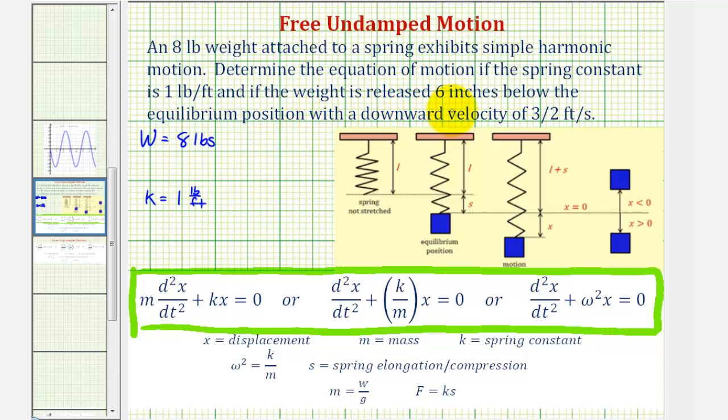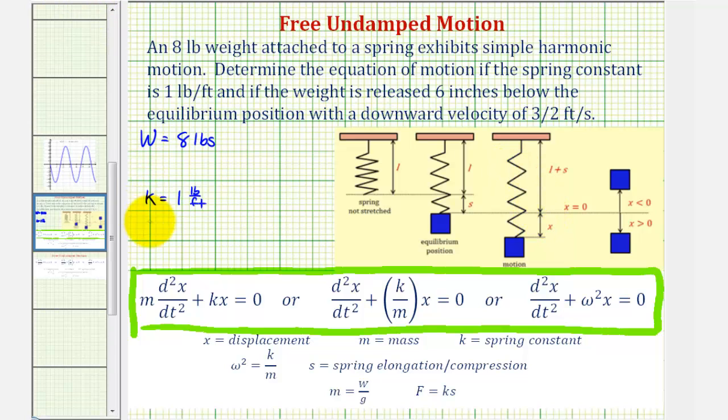Next, the weight is released 6 inches below the equilibrium position. So looking at our diagram here, that means this length here, x, the displacement, will be positive 6 because it's below the equilibrium position. If it was above, it would be negative. And this occurs at time t equals 0. So we know x of 0 equals 6 inches. But since the spring constant is in pounds per foot, we need to convert this to feet. 6 inches is 1/2 a foot.